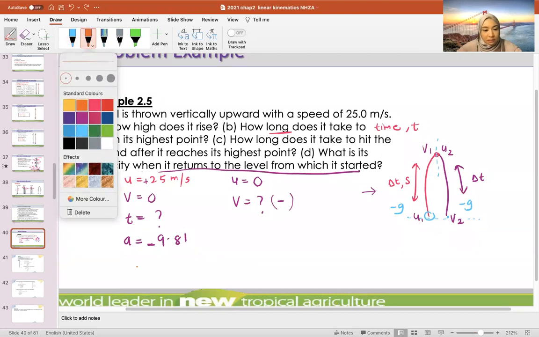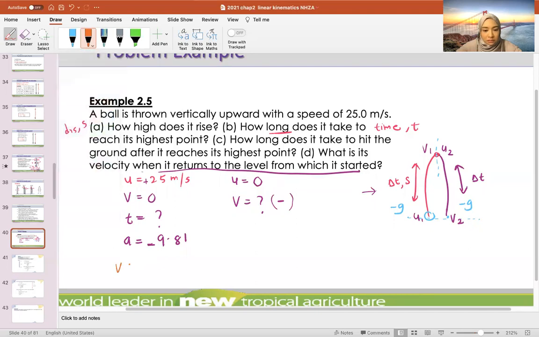Senang je ni. Equation number 3, which is? V kuasa 2 sama dengan U kuasa 2 tambah dengan 2 negatif 7 AX. Okay, kita boleh try. So V is 0, U is 25 squared. Kita punya all our parameters are in SI, so we don't have to convert. Kalau bukan SI, kena tukar. Minus 9.81, and then we can find our S.